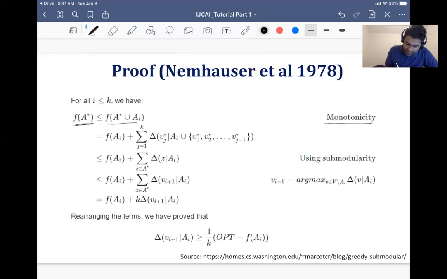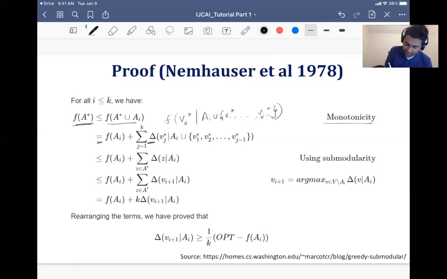This is exactly equal to, where delta is nothing but the gain. So this is nothing but f of vj star given ai union vi star through vj minus 1 star. All I'm doing here is breaking this into a telescopic sum. Many of you have seen proofs in continuous optimization where telescopic sums are used all the time. So all I'm doing here is writing this as a telescopic sum.